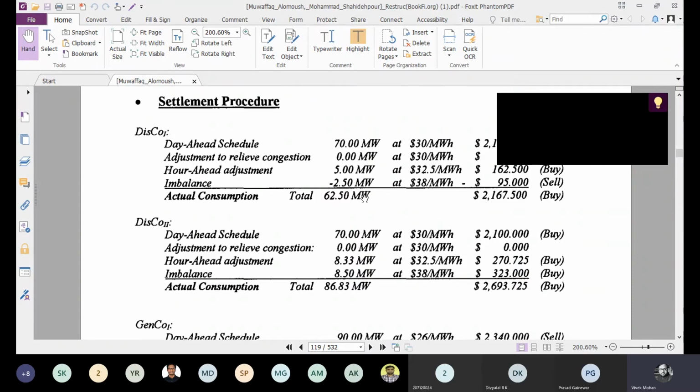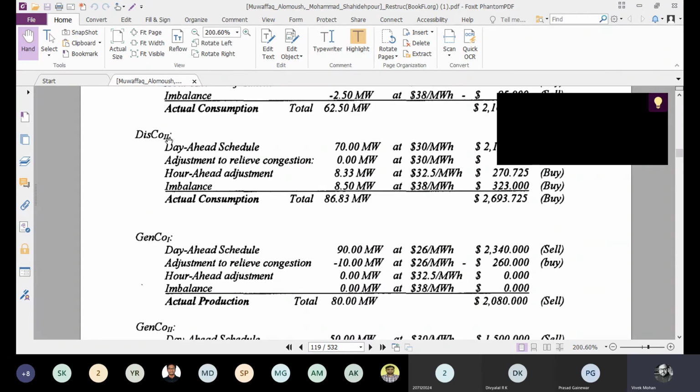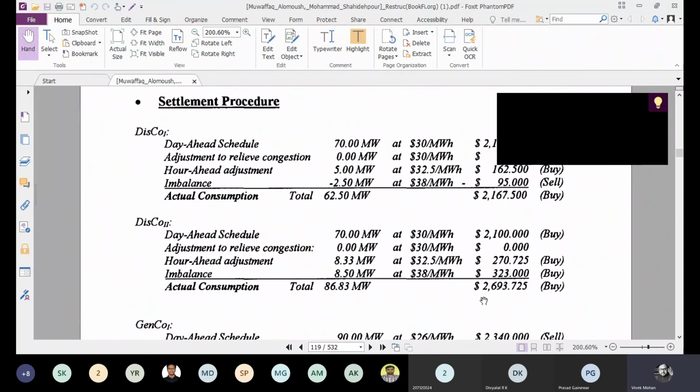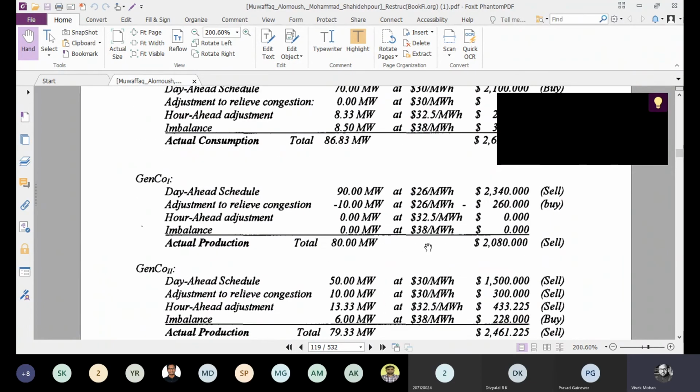Now you take the total from here. The actual consumption you can find: 70 plus 5 minus 2.5. This is 72.5. Okay, not 62.5. This is 72.5, and the money is 2167.5. Similarly, you can find for DISCO 2 also. So you are getting here 2693.725. The outflow of money is 2693.725 for DISCO 2, and the outflow of money for DISCO 1 is 2167.5.